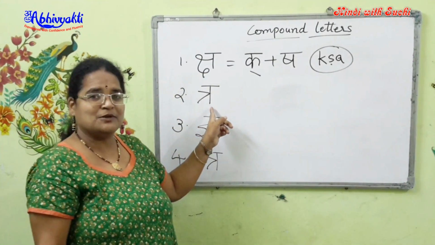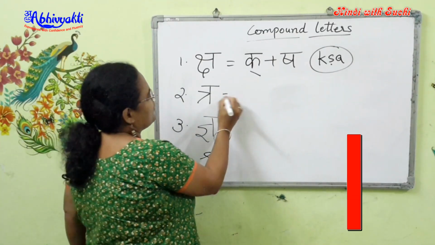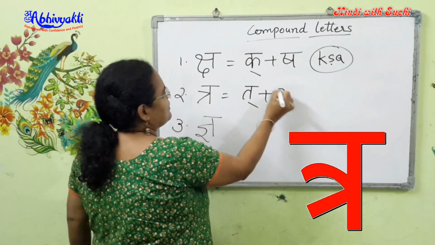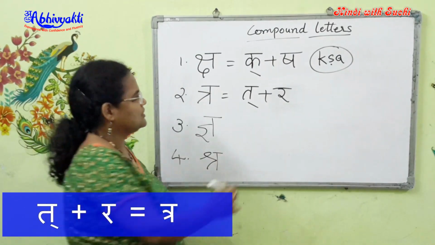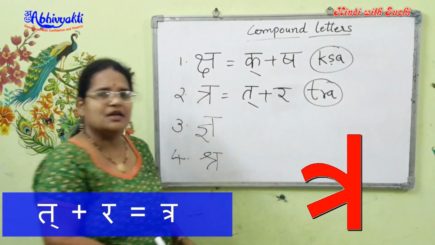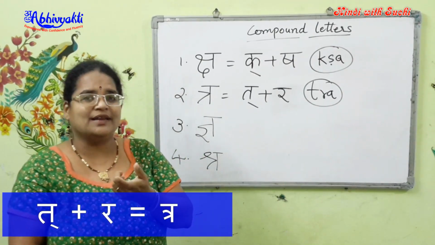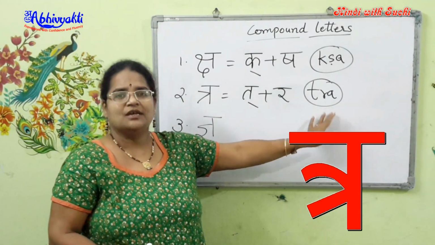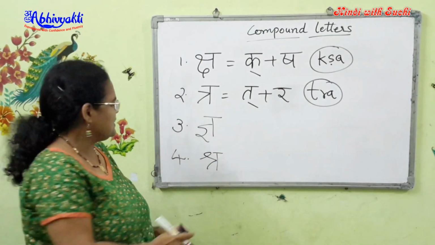Now the next one, it looks like just the K in the reverse order, but this is the combination of T and R. So, tra, tra. Dental T with R together. One letter, one compound letter, one syllable, one sound. Tra. Now the next one.